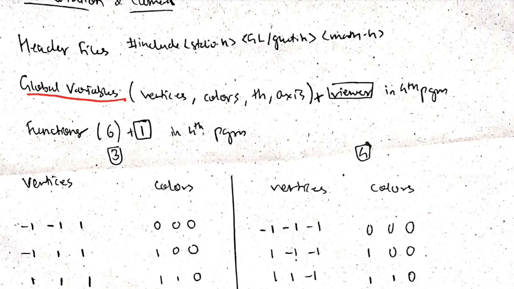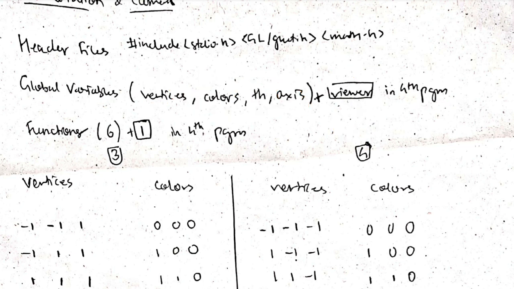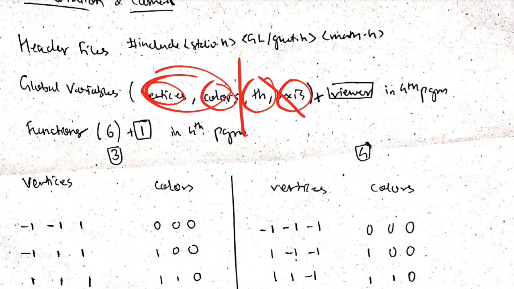So what are the global variables here? As in every function we discuss the global variables. Here, what are the global variables? Vertices, colors, theta, axis. And in the fourth program, along with this, add viewer as well. Because it's about the camera, so viewer will obviously be there. Remember in that way, like a story. And here we have the vertices matrix, colors matrix, theta and axis. So forget about these two. Mainly we are concerned about vertices and colors.